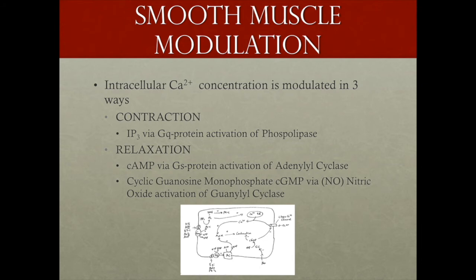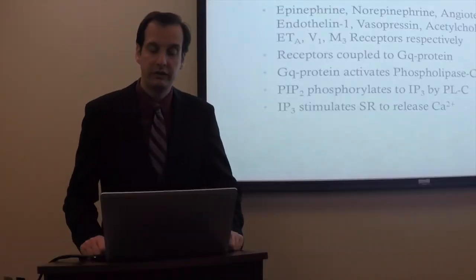The IP3 pathway will bring about contraction, and that is the IP3 via the Gq protein activation of phospholipase C. Relaxation can be brought about by cyclic AMP or cyclic GMP. Cyclic AMP via the Gs protein activation of adenylyl cyclase, and cyclic GMP, or cyclic guanosine monophosphate, via nitric oxide activation of guanylyl cyclase. Let's look in depth at each of these pathways.